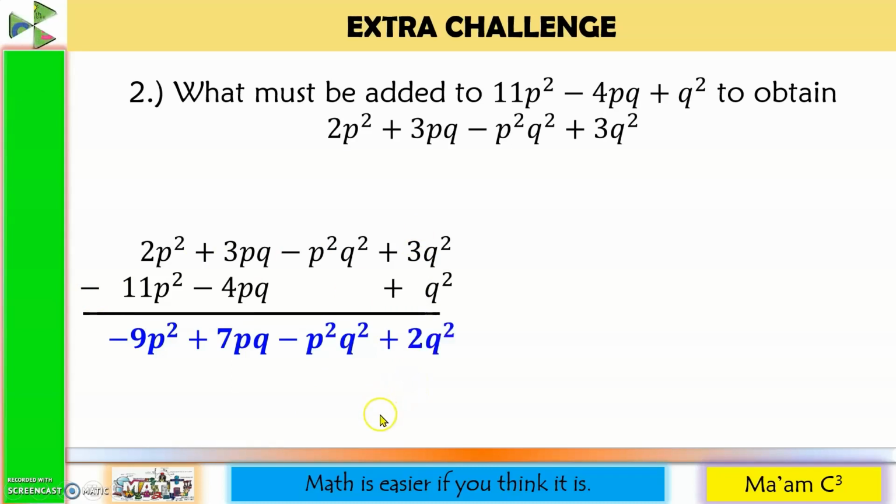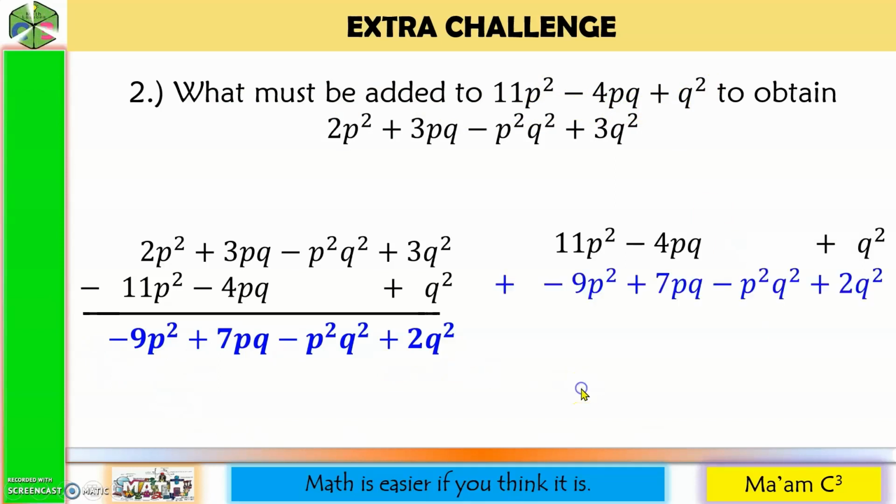And then let us check our answer. To do that, we are going to add this expression. Remember, the question is, what must be added to 11p squared minus 4pq plus q squared? So let us write this one, and then let us add our answer. Let us see if we are going to obtain this expression. So let us add them.